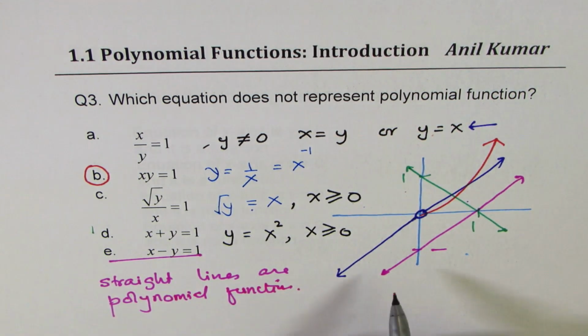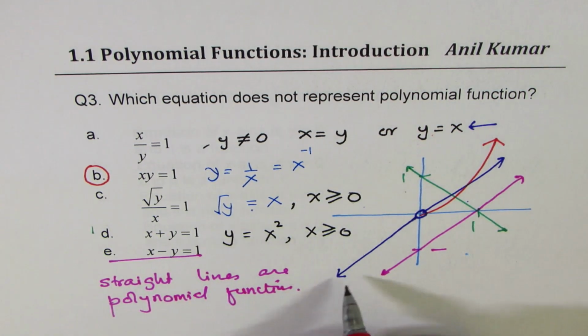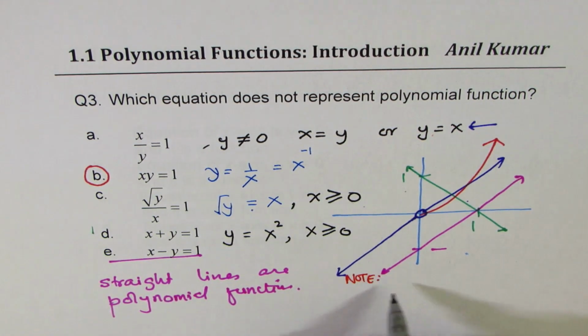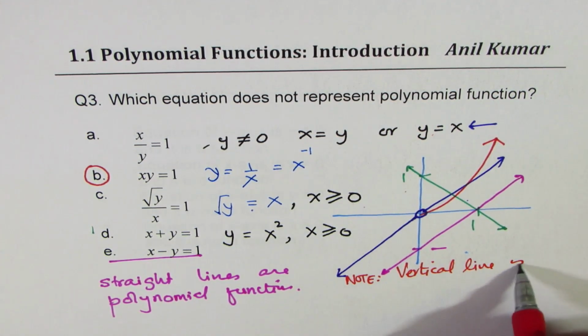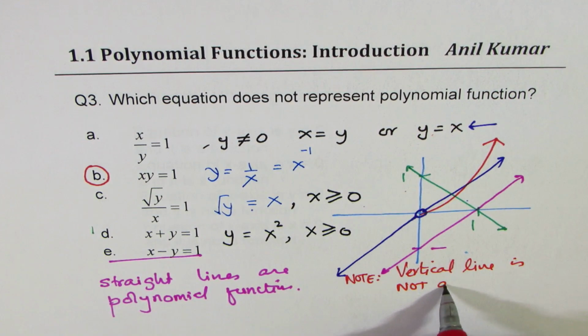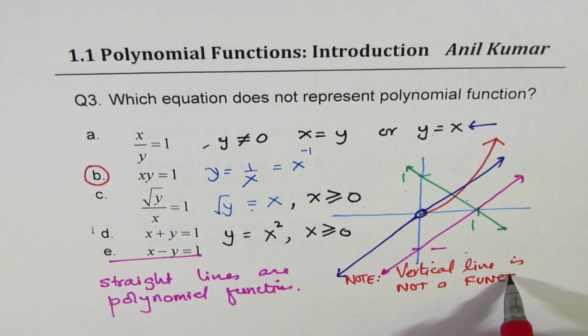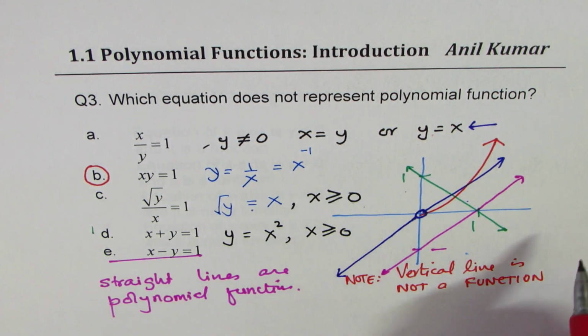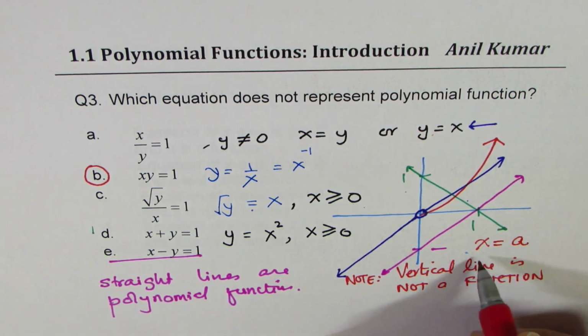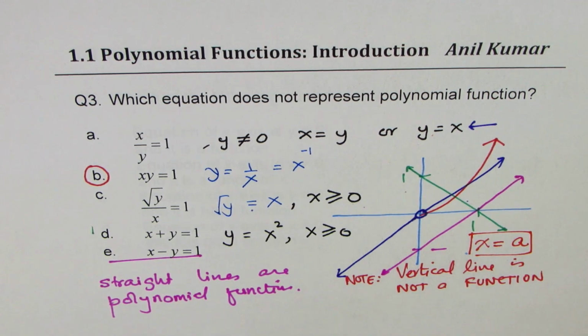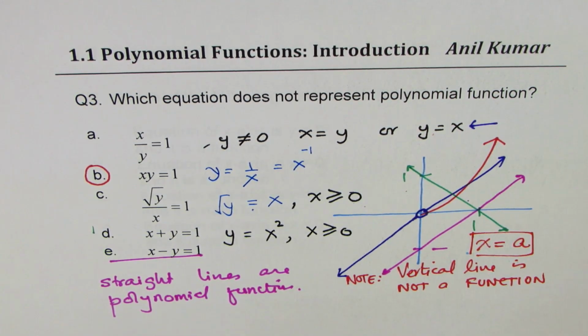Right? Only line which is not a function is a vertical line. So remember, note, let me write down a note here. Vertical line is not a function. And what is the equation of vertical line? Equation of vertical line will be x equals, let's say, a, right? Some value. So those are vertical lines which are not polynomials and not functions. But all of the other lines are polynomial functions, okay?